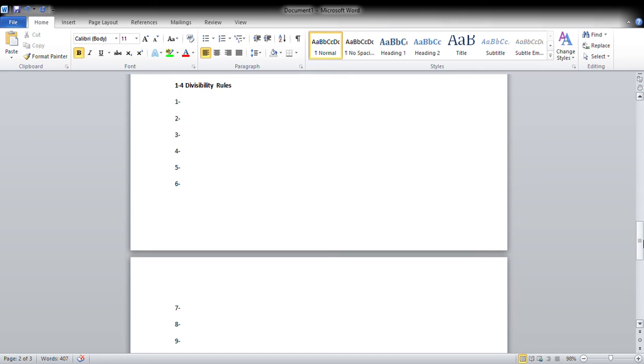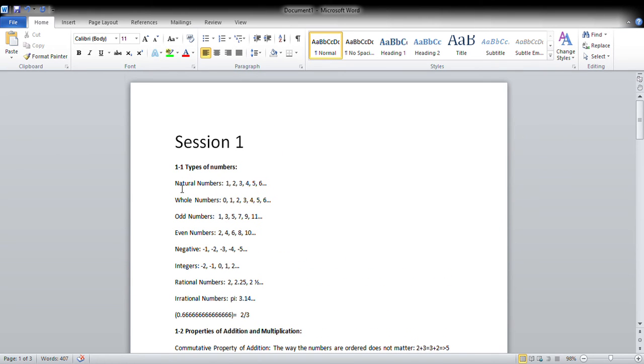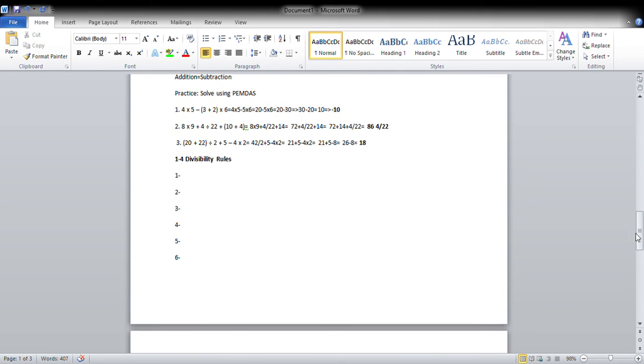Now, we're going to go to 1-4, divisibility rules. So I'm going to be filling these in. The divisibility rule, this is very simple, as we learned earlier. The divisibility rule of 1 is it must be a natural number. The divisibility rule of 2 is it must be an even number.